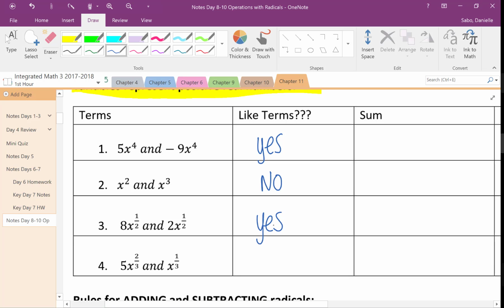What about number 4? You sure? Oh, yeah. You're right. Just kidding. I was just double checking. They have to be exactly like terms. They have to be exactly the same in the power. Okay? Questions on that?